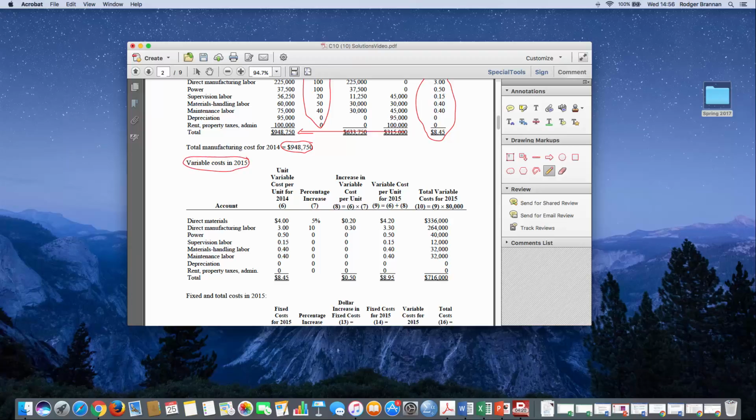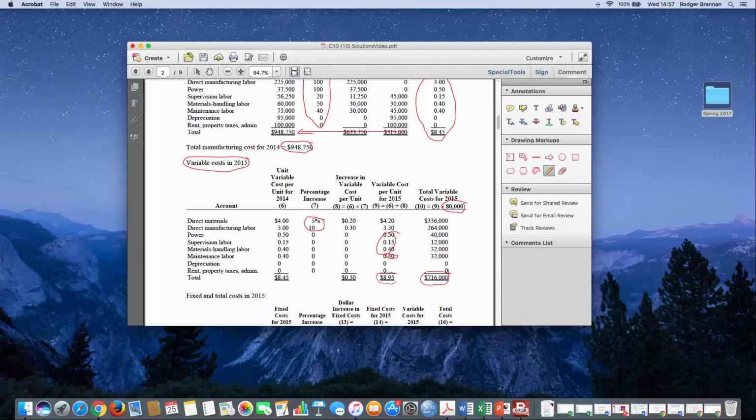So part of the assumption is that in 2015, at least with respect to variable costs, two things are going to change. Number one, direct material costs are going to increase by 5%, and number two, direct manufacturing labor is going to increase by 10%. So the $4 and $3 are going to become $4.20 and $3.30. All the other variable costs per unit here remain the same. So if I take that variable cost per unit times the 80,000, which is going to be the new level of production, these are my total variable costs that they would incur.